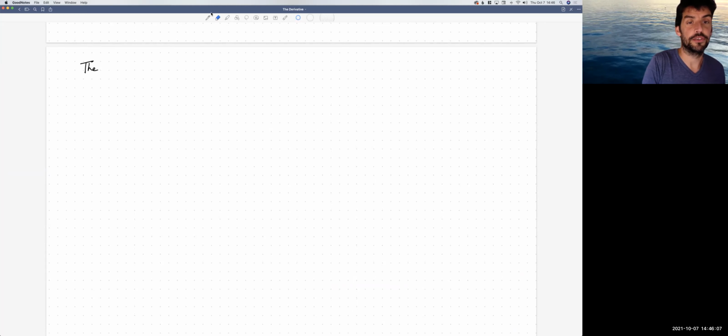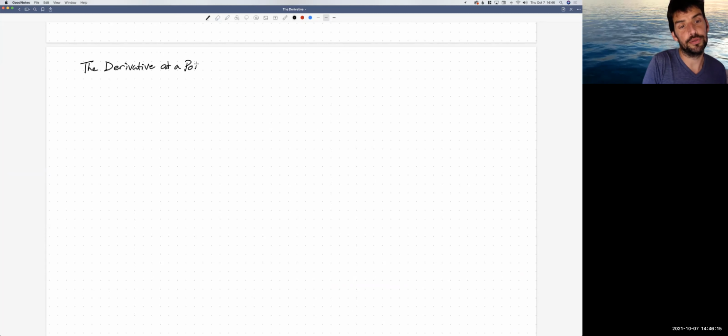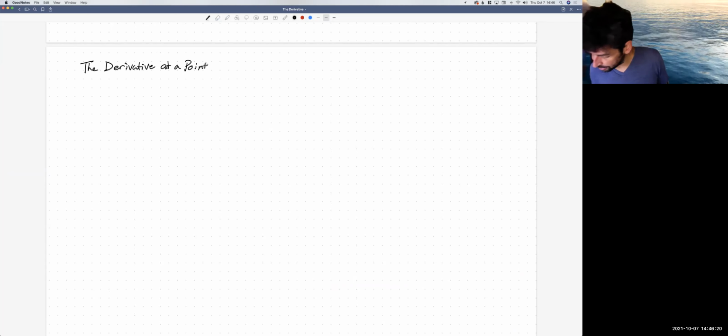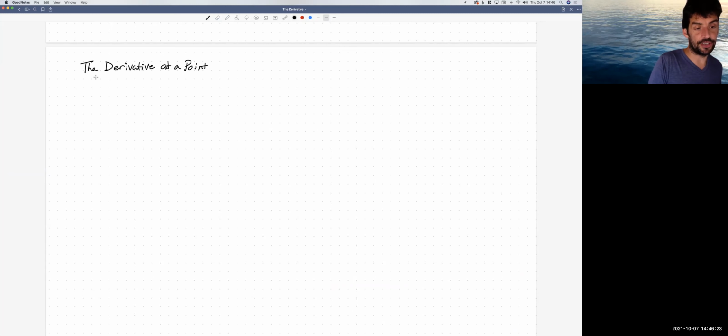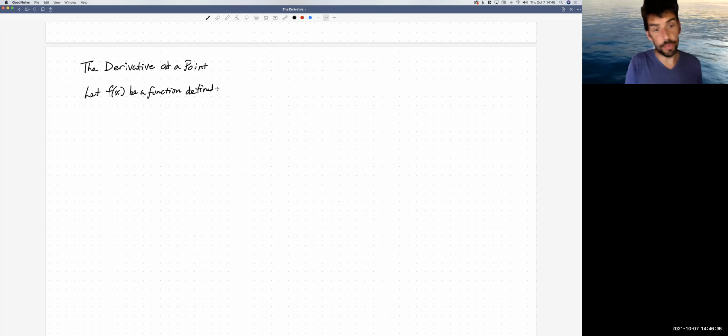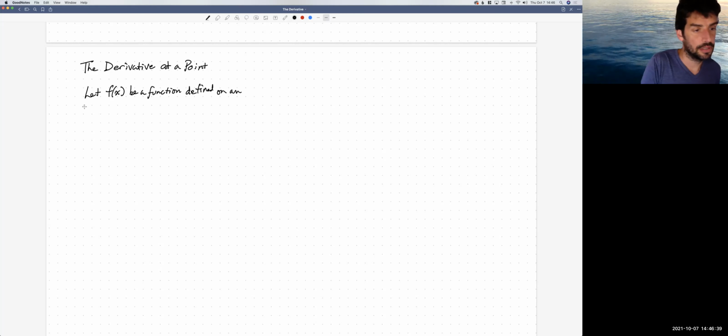Let's capitalize it. It's pretty special. In particular, we're talking now about the derivative at a point. We'll do something a little different in the not too distant future, but for now, we're talking about the derivative at a point. So let's give ourselves a clear definition. Let f of x be a function defined on an open interval that contains a.